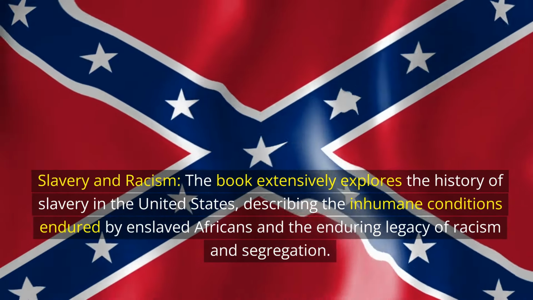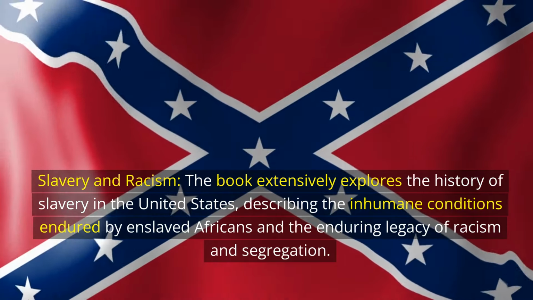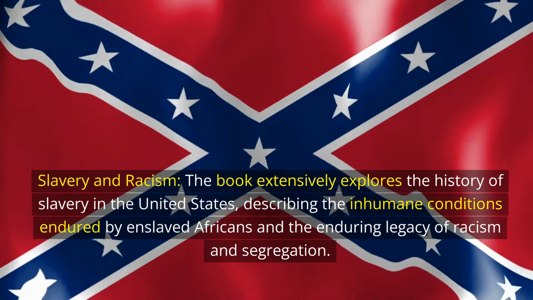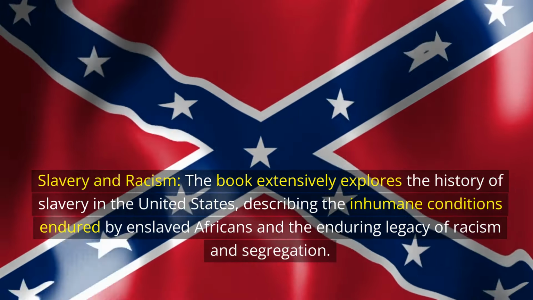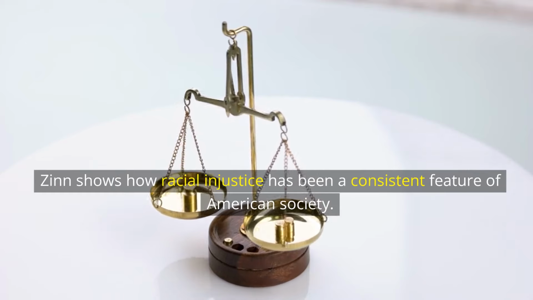Slavery and racism. The book extensively explores the history of slavery in the United States, describing the inhumane conditions endured by enslaved Africans and the enduring legacy of racism and segregation. Zinn shows how racial injustice has been a consistent feature of American society.